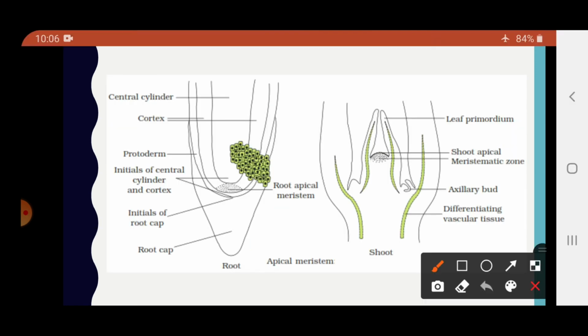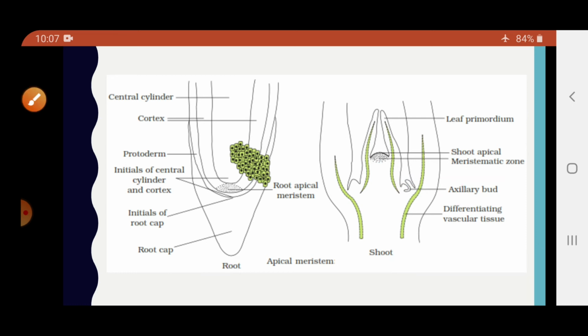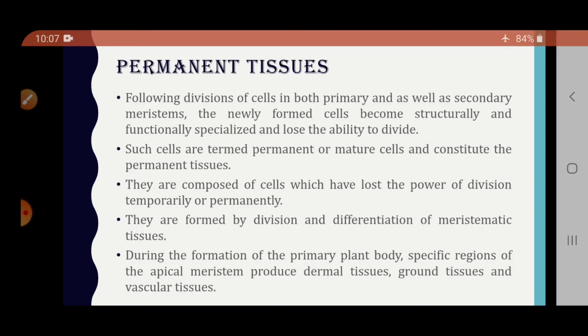This is a diagram given in your book. This is the root apical meristem and this is the shoot apical meristem. And see students, shoot apical में ये axillary bud बन गया है. See ये meristematic tissue increase हो रहा है, but at the back it is leaving certain cells which is axillary bud which finally will form the branch or the flower of the plant. So students, this is regarding the meristematic tissues.